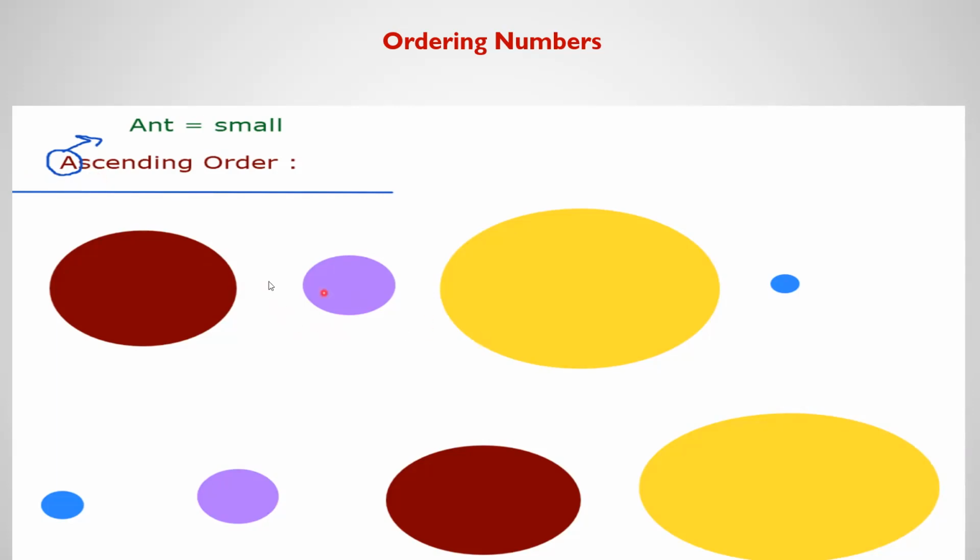So like here, if I have these 4 circles, I'm going to arrange them in ascending order. So I will put the small first. The blue circle is the smallest, so put it first. After it, this purple one, then the red, and the last one will be the yellow. So ascending, letter A for ant, so put them from the smallest to the biggest.